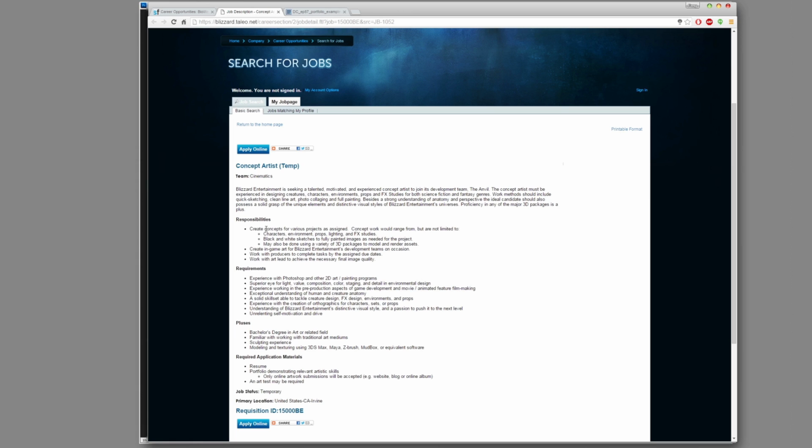So they have things like create concept for various projects as assigned. Concept work will range from, but not limited to, characters, environments, props, lighting, and VFX studies. So basically everything. Black and white sketches to fully painted images as needed for the projects. That means idea generation, rough stuff, able to generate ideas. Next, may also be done using a variety of 3D packages to model and render assets, right? So if you know some SketchUp, you know some ZBrush, go ahead and use it to design.